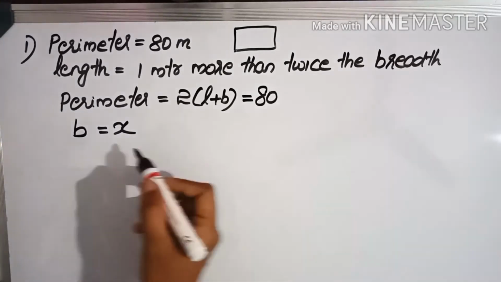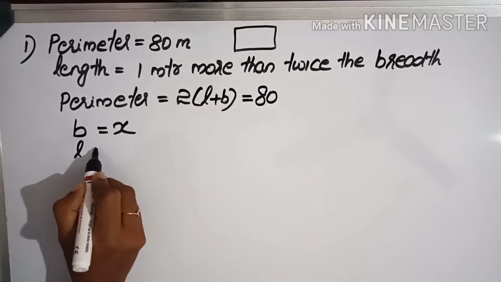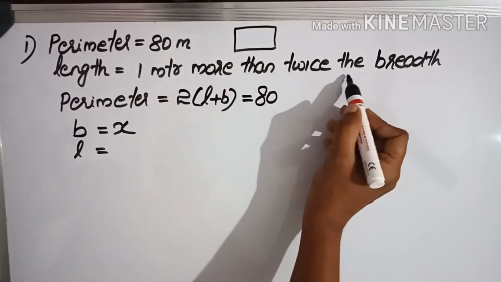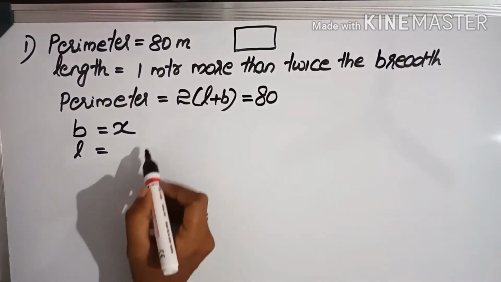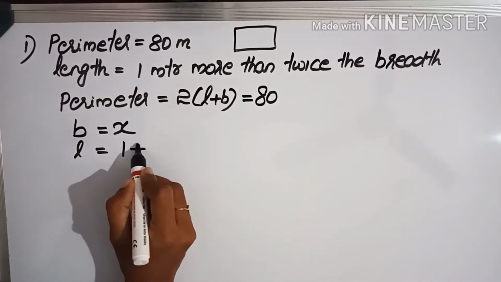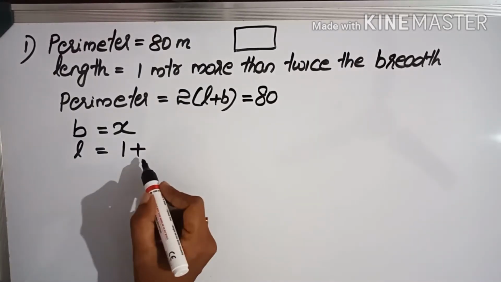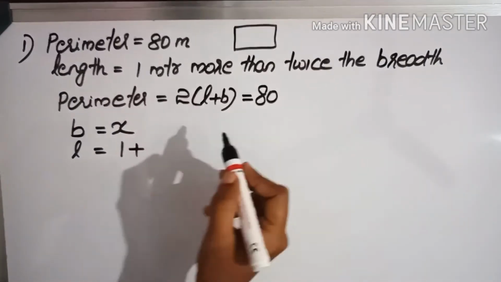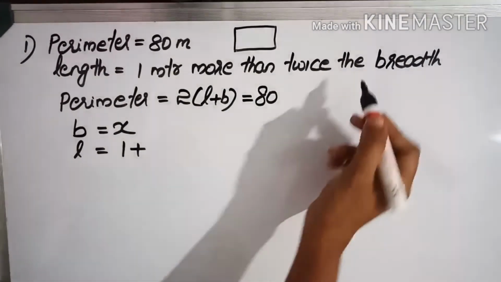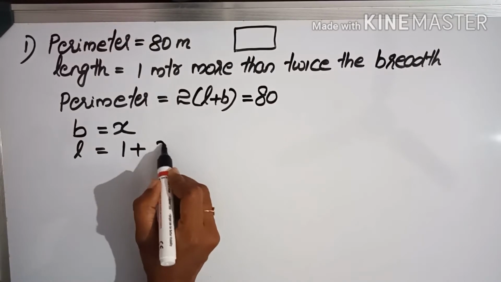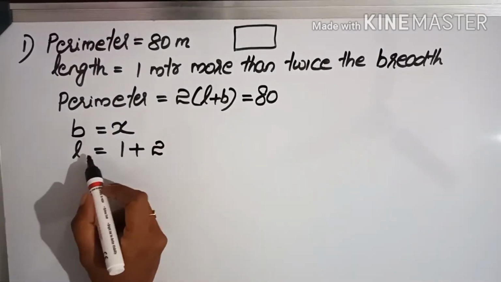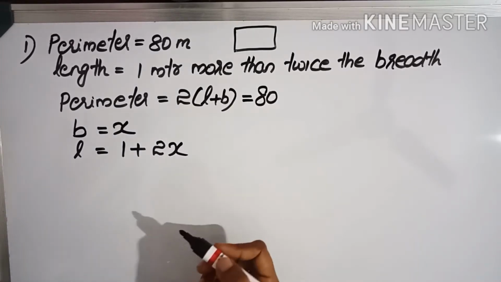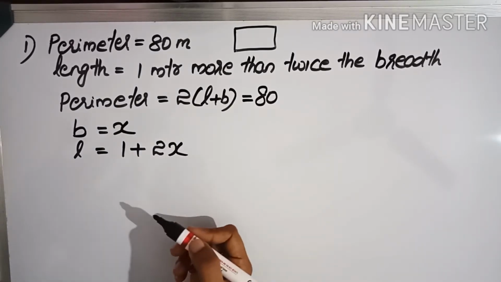Now if breadth is x, what will be length? Length will be 1 meter more than twice the breadth. So 1 meter more means 1 plus, more means it is plus. So 1 plus twice the breadth. Twice means it is 2, so 2 into breadth. Breadth is x here, so 2 into x. So breadth equals x and length equals 1 plus 2x.